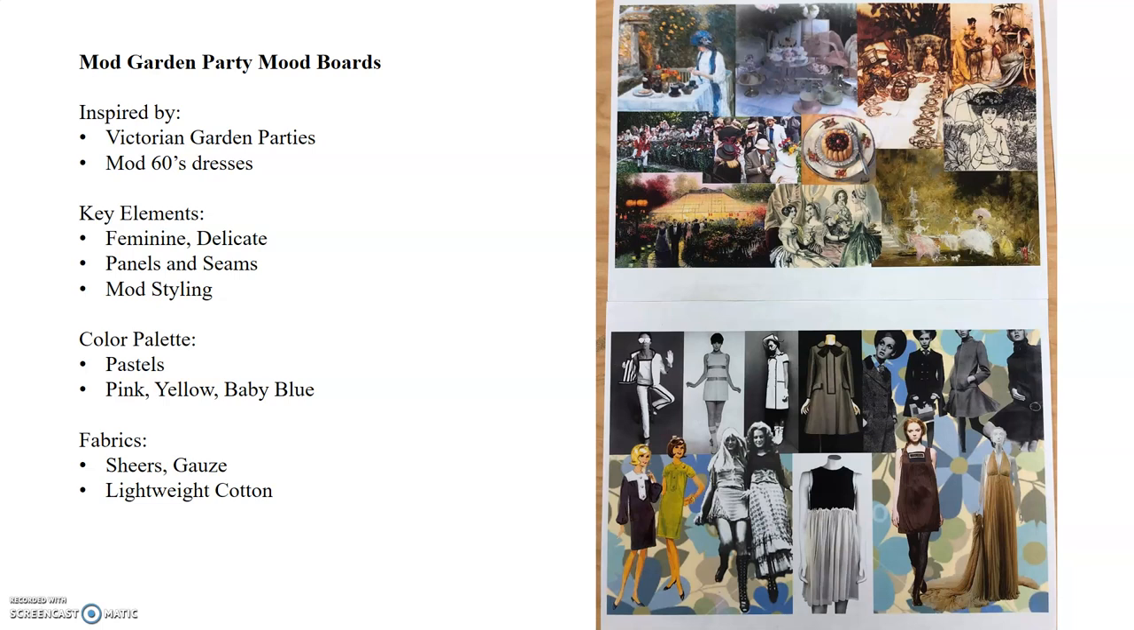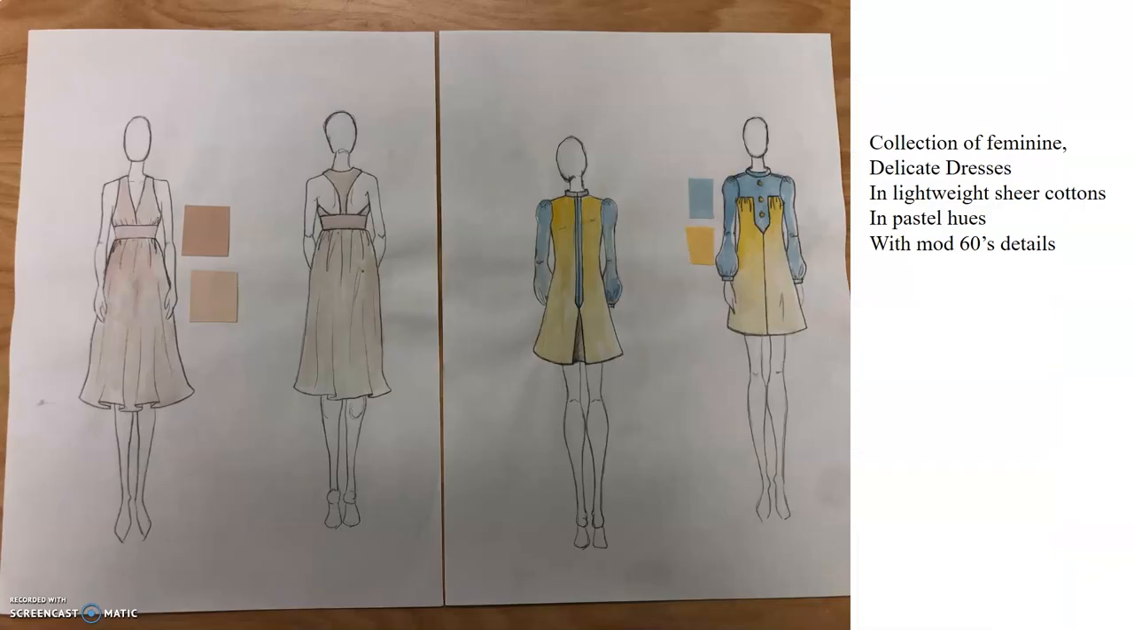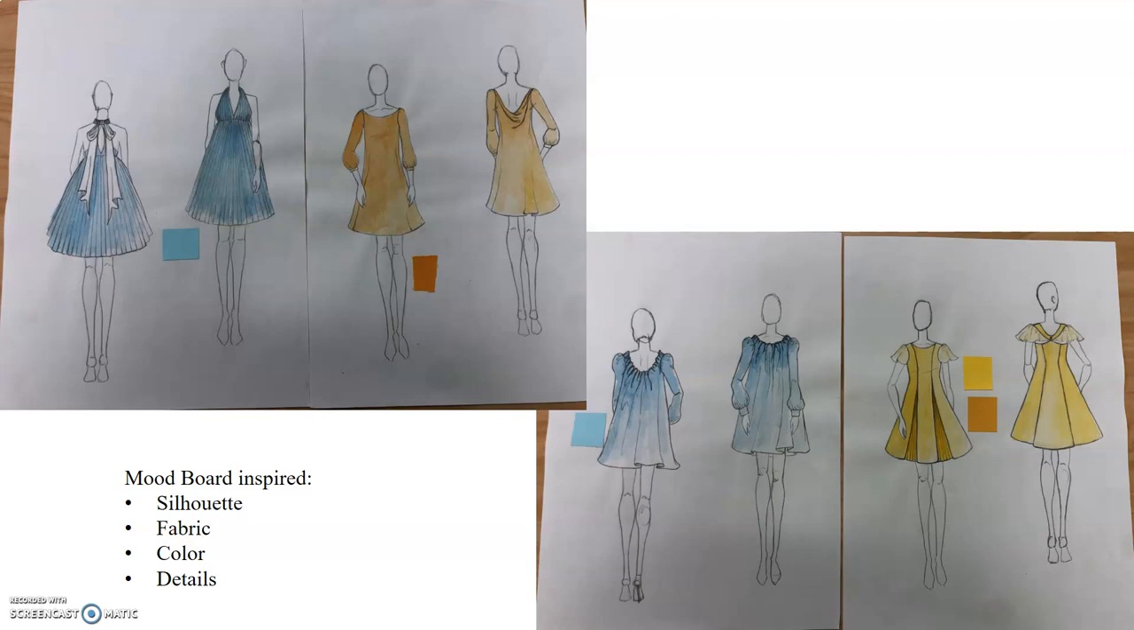So I've got feminine and delicate with the garden party, and I've got all these great panels and seams and this mod styling coming together. So the color palette can be these pastels, pink and yellow and baby blue. The fabrics can be really lightweight and sheer, and it's just this ultra feminine mix. And so it ends up being this collection of feminine delicate dresses in lightweight sheer cottons with pastel hues and mod 60s details. So it's a couple of different ideas coming together. And again, those mood boards are inspiring the silhouettes, the fabrics, the colors, and the details.